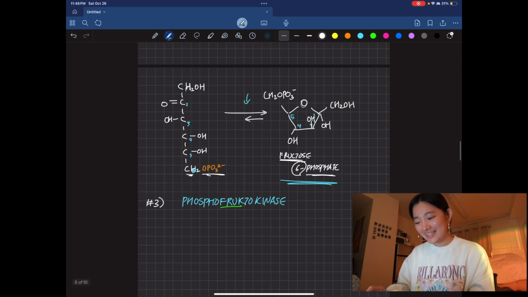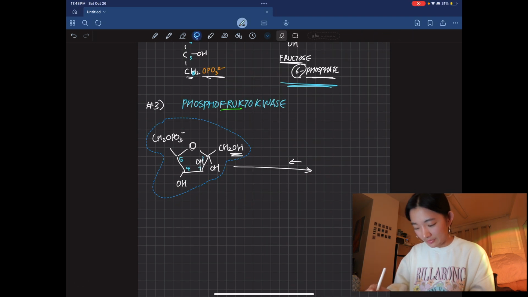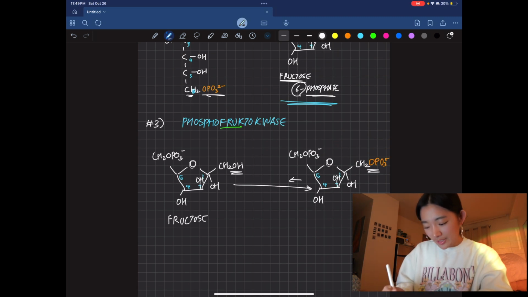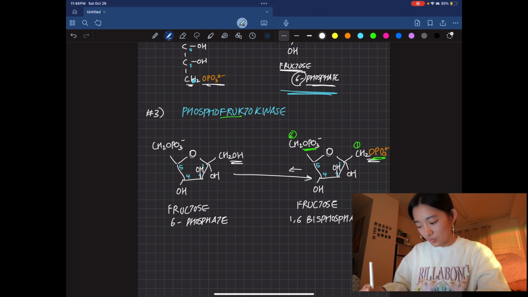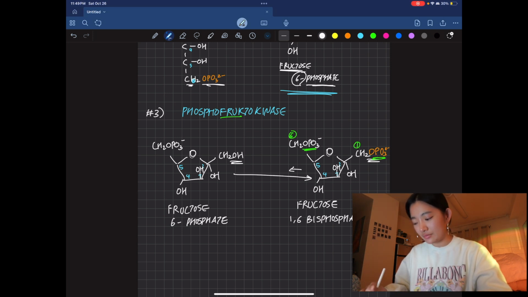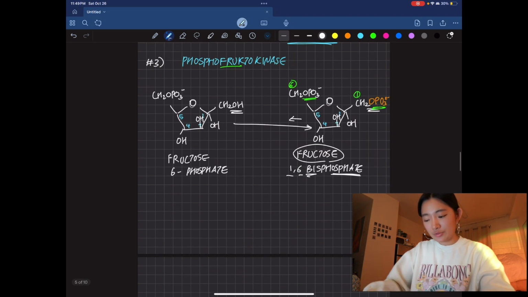I like this kinase. Anyways, what it's going to do is it's going to phosphorylate this, right? So again, we have an irreversible reaction catalyzed by a kinase. So we went from a fructose 6-phosphate, and we have a phosphate group on carbon number 1, and we have a phosphate group on carbon number 6. So this is going to be fructose 1,6-bisphosphate. Nomenclature should be very intuitive here. We have 2 phosphate groups on carbon number 1 and 6 on our fructose. Good. So that's number 3.